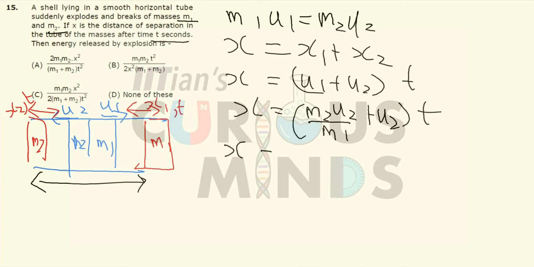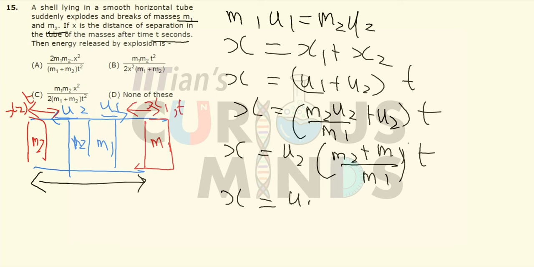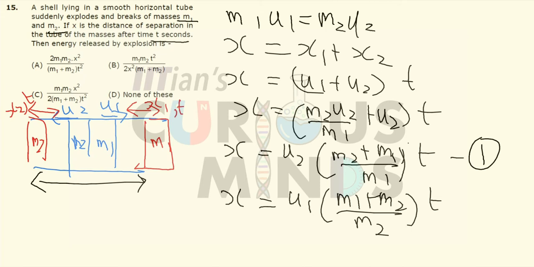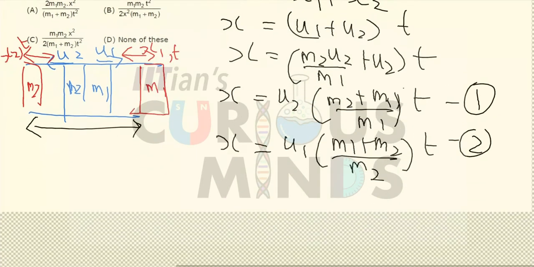So x will be equal to u2, taking it as common, into m2 plus m1 divided by m1, into t. And similarly, if I calculate in terms of u1, it will be equal to u1 into m1 plus m2 divided by m2, into t. Let these be the two equations, first and second. I will substitute the values later.